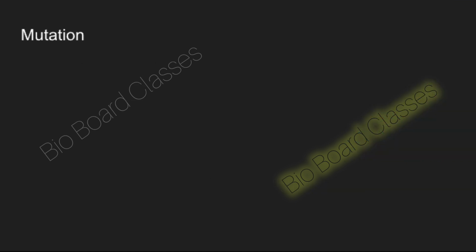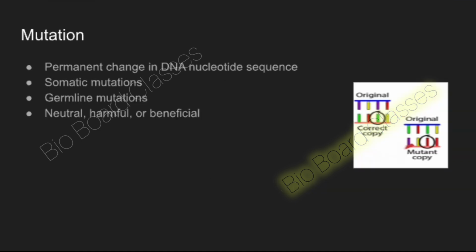What is mutation? A mutation is a permanent change in the nucleotide sequence of DNA. If a mutation occurs in somatic cells, it affects only the individual. If it occurs in germ cells, it can be passed on to future generations. Importantly, mutations are not always harmful. Many are neutral, some are beneficial, and only a fraction cause disease.